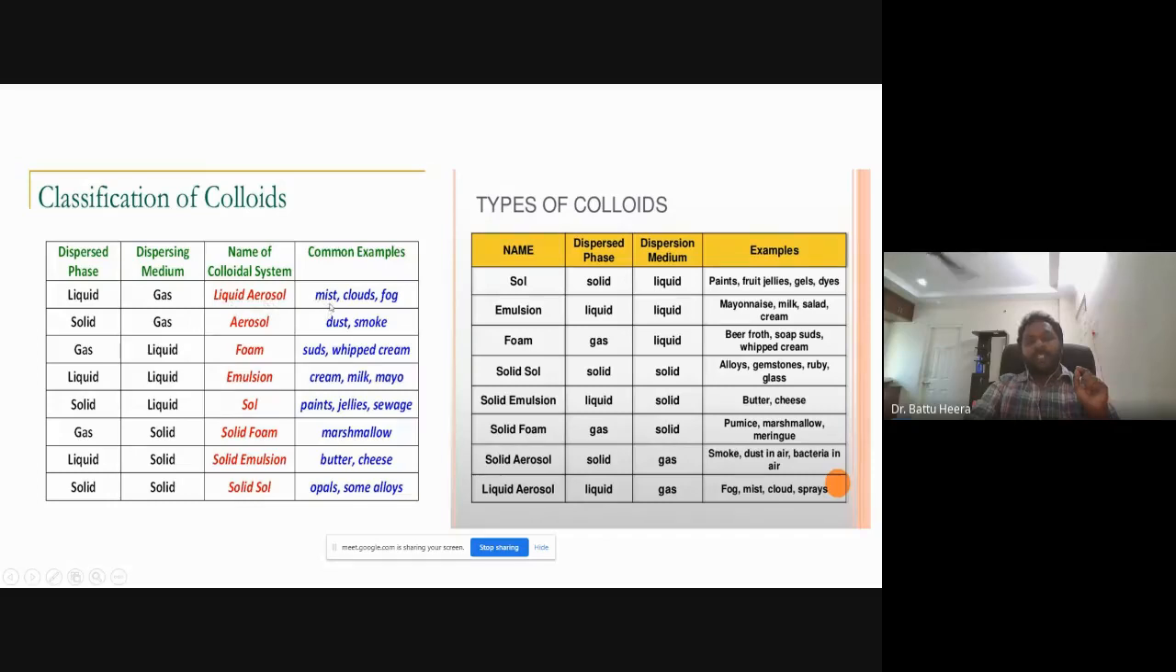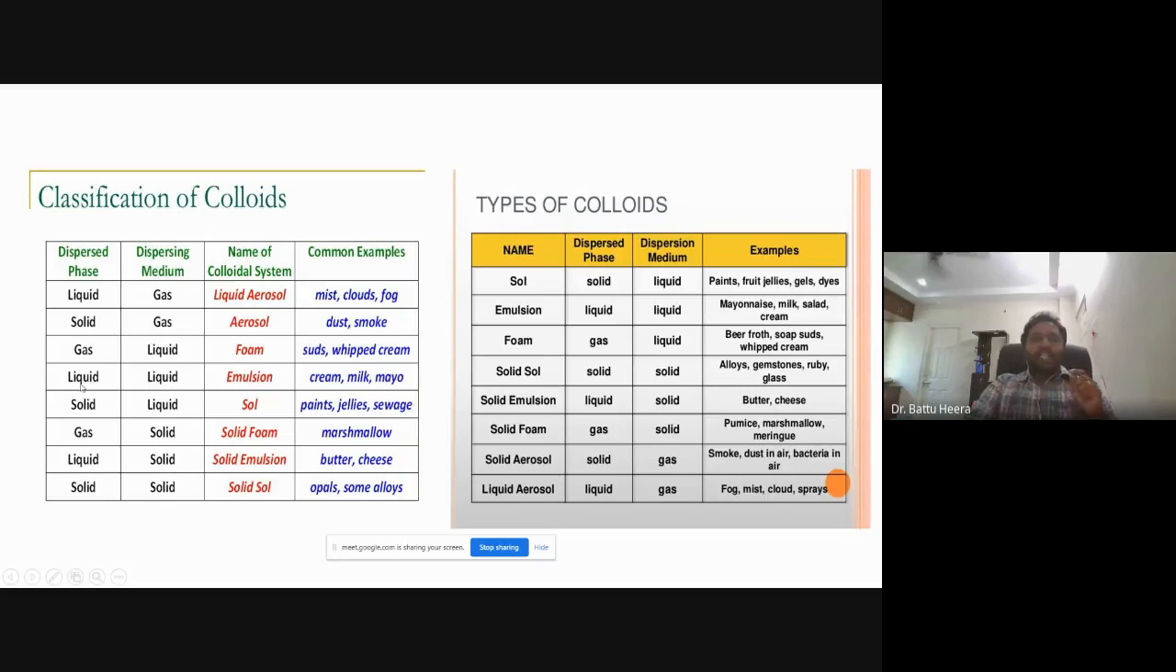The examples are mist, clouds, and fog. When the dispersed phase is solid and the dispersion medium is gas, it is called an aerosol. Examples are dust or smoke. When the dispersed phase is gas and the dispersion medium is liquid, it forms a foam, like creams, whipped creams, shaving creams.